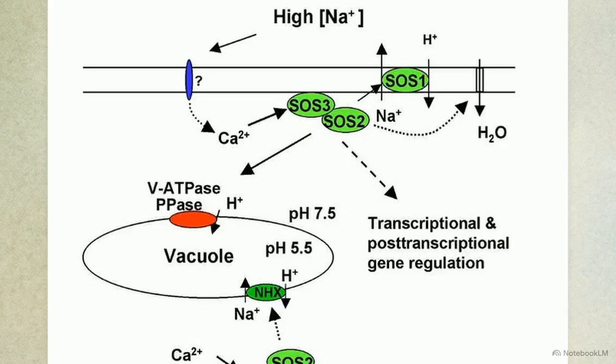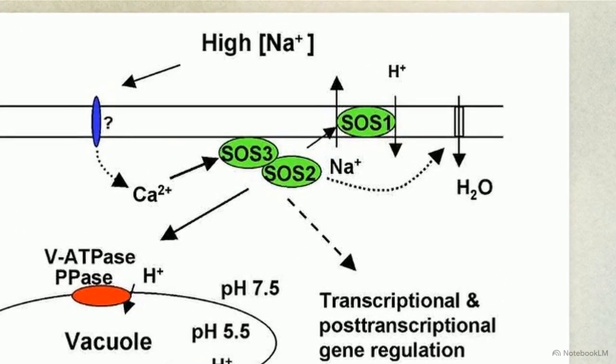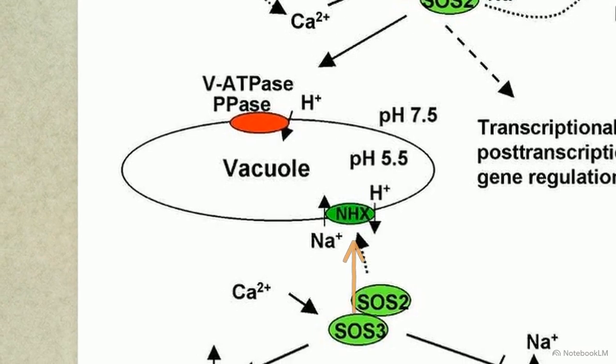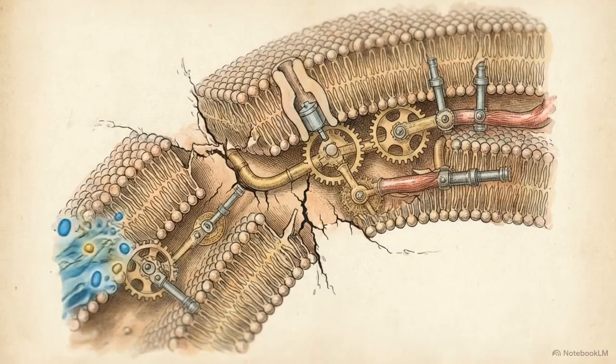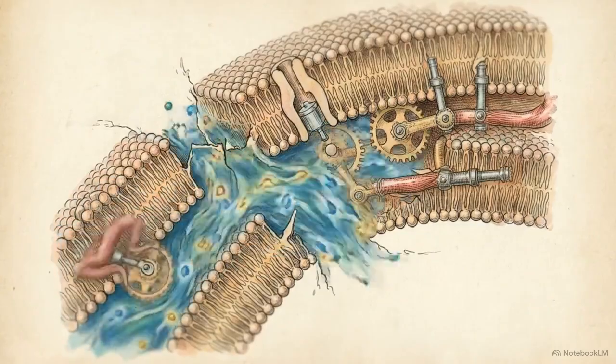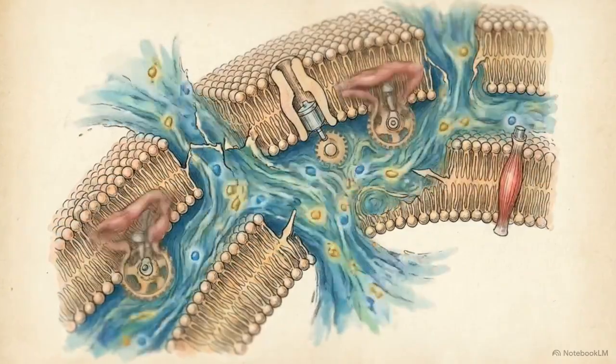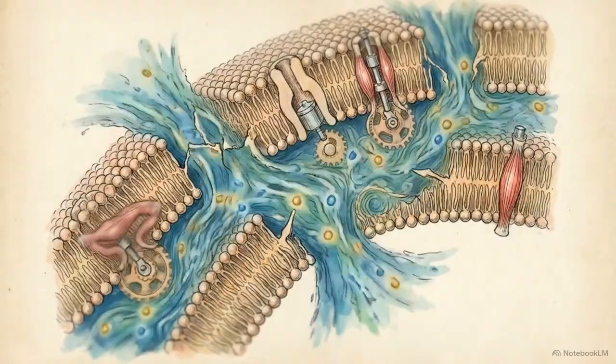This schematic maps the plant's last defense: exclusion and compartmentalization. Sensors SOS2 and SOS3 detect sodium, activating the SOS1 pump to force it back into the soil. Remaining sodium is pumped by NHX transporters into the vacuole, safely away from fragile chloroplasts. Survival is now a desperate race. Microscopic pumps must bail out toxic ions faster than the saltwater can flood the system.